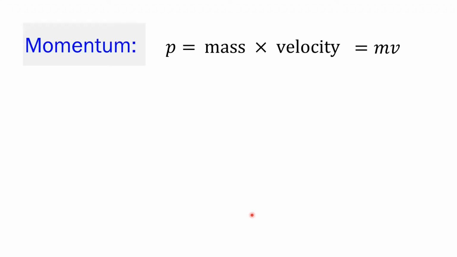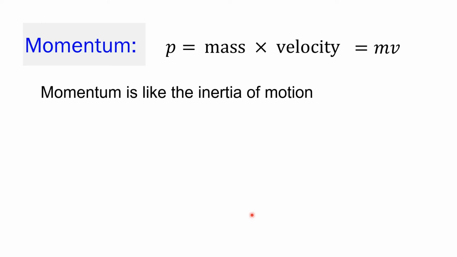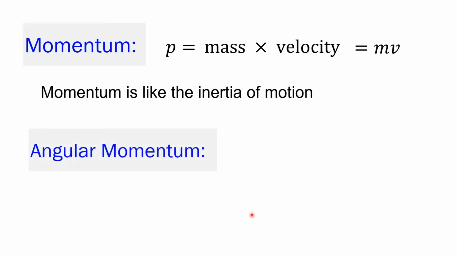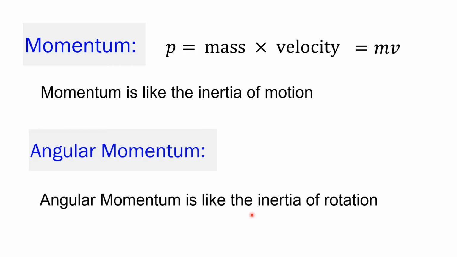So as a reminder of momentum in general, that was just mass times the velocity of the object, or mv. And I didn't mention this at the time, but you can think of momentum as the inertia of motion. What I mean by that is the more you try to change momentum, the more difficult it becomes. Angular momentum has that same property. It's just a rotational version. So what we can say then is that angular momentum is like the inertia of rotation. The more you try to change rotation, the more difficult it becomes.